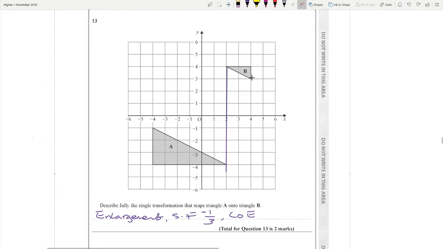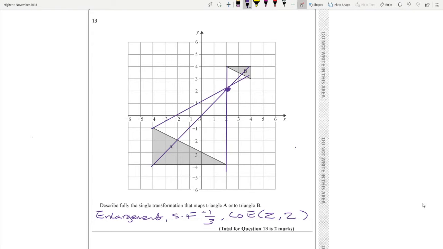And then the last one joins up roughly around here. Now mine's not that accurate. When you do it with a pencil and a ruler, you'll get a more accurate answer. It's not very clear because for some reason it's not drawing the line properly. But the point where all three lines intersect, that's the center of enlargement. So the center of enlargement here is the coordinate 2, 2.